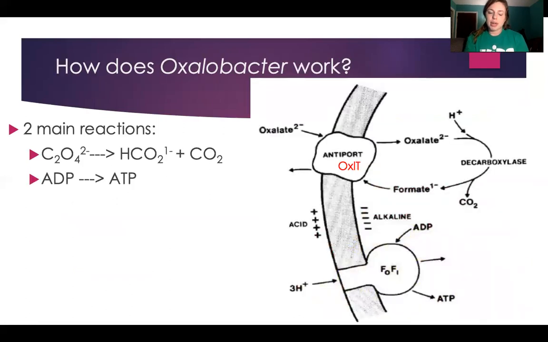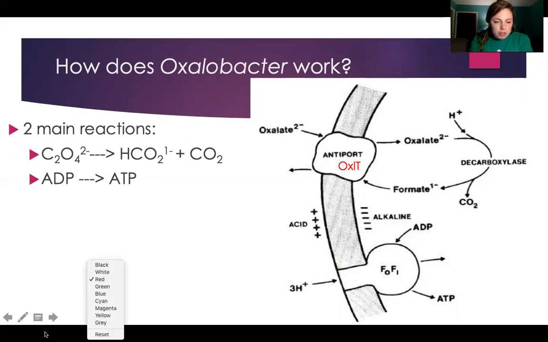So how does Oxalobacter work? How does it make energy from oxalate? Well, there's two steps, and I'm going to try to walk you through this picture in just a second. But the two steps would be, first of all, oxalate into formate, like I mentioned earlier, and that's going to be the step that's most beneficial to the host. And then we have ADP to ATP. So obviously that one's making the bacteria happy because that's how it's getting its energy. So I'm going to try to walk you through this picture.